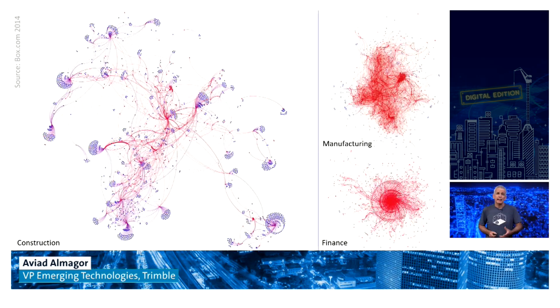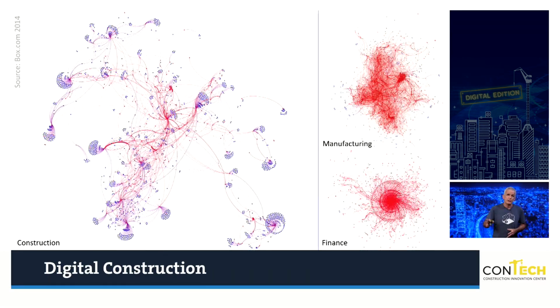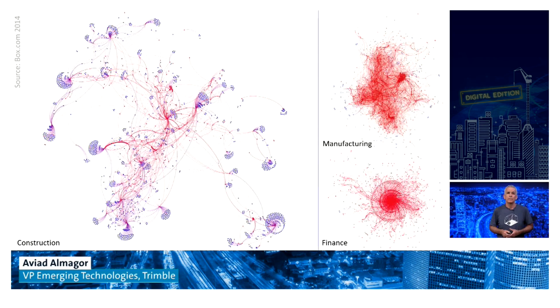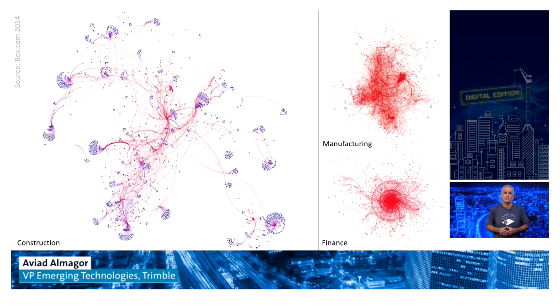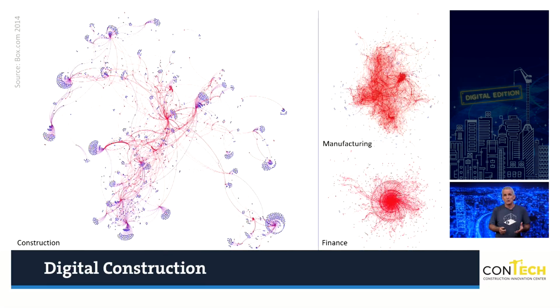And this brings us back to the image we started with, but this time with some references. On the bottom right, we can see a typical organization in the finance industry, very centralized information flow. And then on the top right, we see manufacturing with a bit looser structure. And then on the left, the chaotic construction industry.